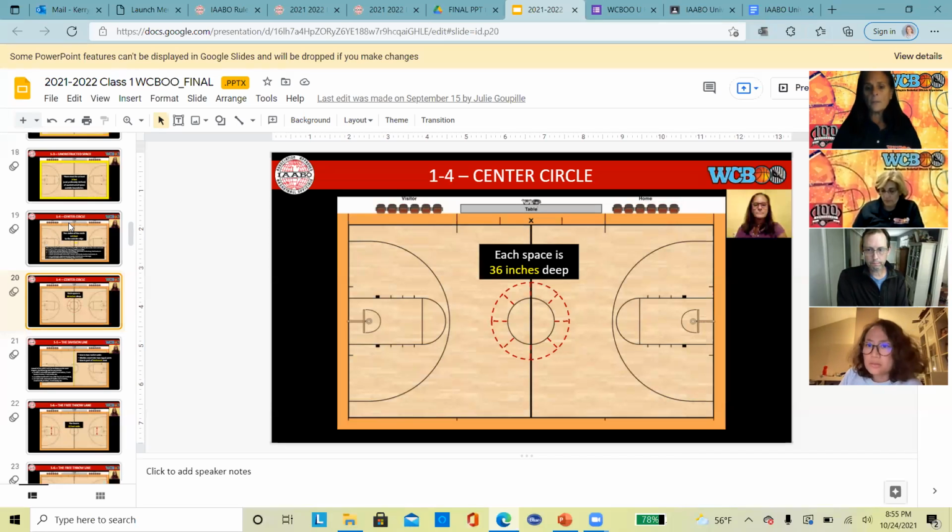So yeah, can you see my arrow? Can you see my arrow on here? No, I have to do the arrow. Okay, so Kara, yeah, the space from the center circle, that space right in that one slot is 36 inches deep.